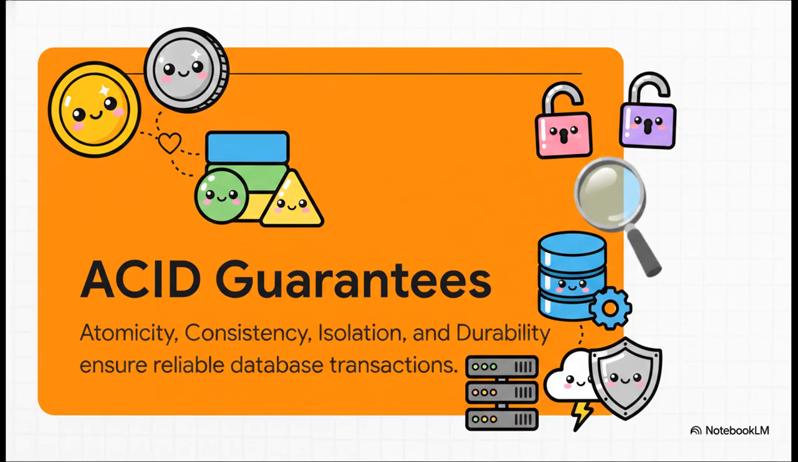Atomicity means a transaction is all or nothing, absolutely crucial so money doesn't mysteriously leave one account without arriving in another. Consistency means the database always moves between valid states. Isolation ensures you get clean concurrent writes when thousands of users hit the database at the exact same time. And durability, that means once a save is committed, it survives even if someone unplugs the server.